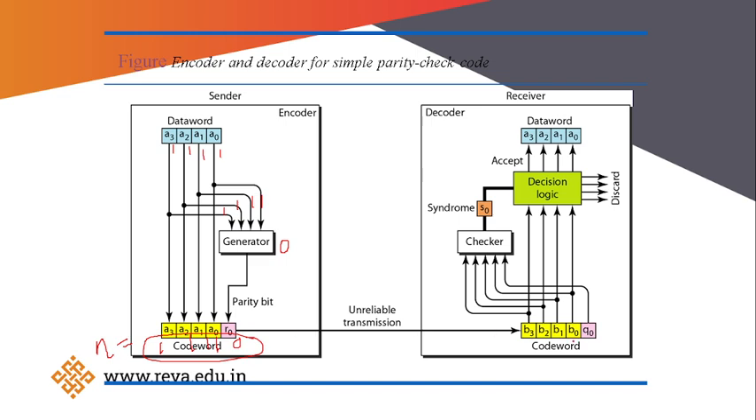to the receiver. Then the receiver will receive either the same code word or it may not. So I will show you both the cases. Think that the same code word is received, that is 11110.